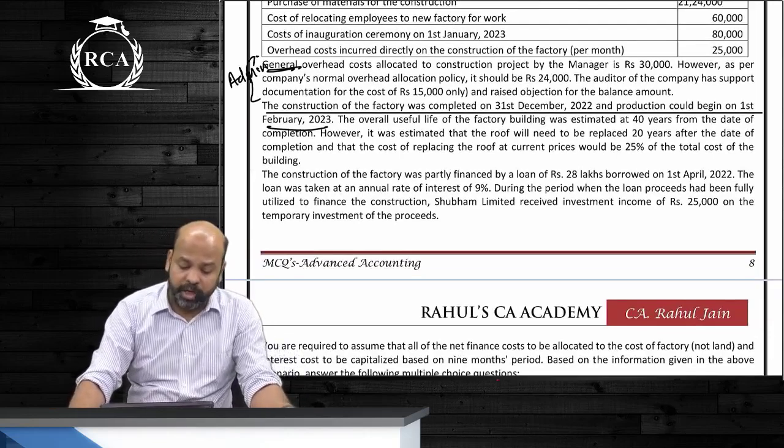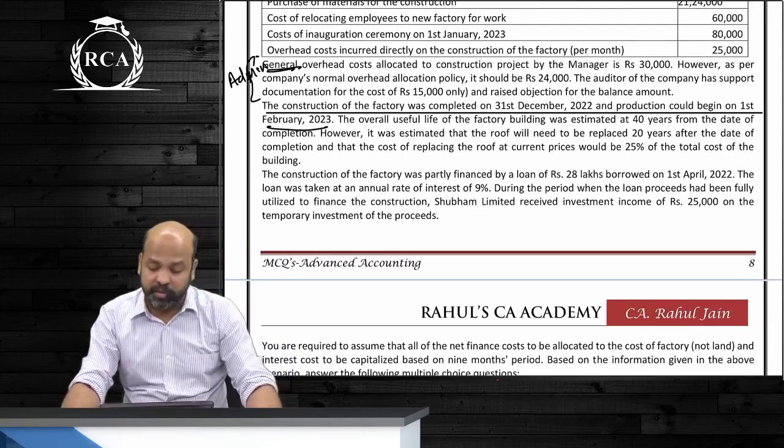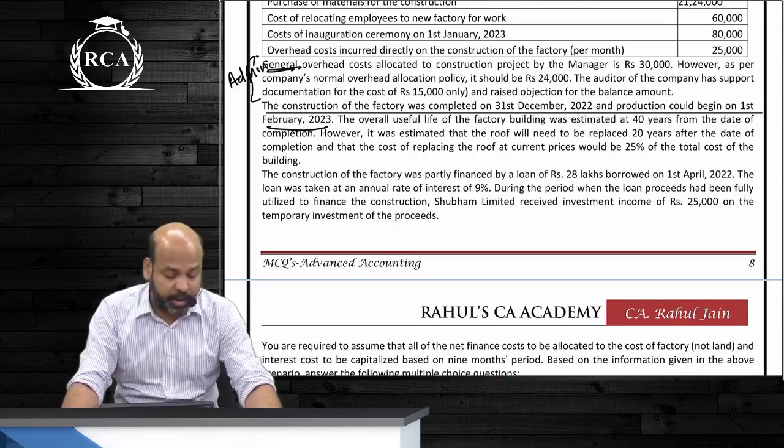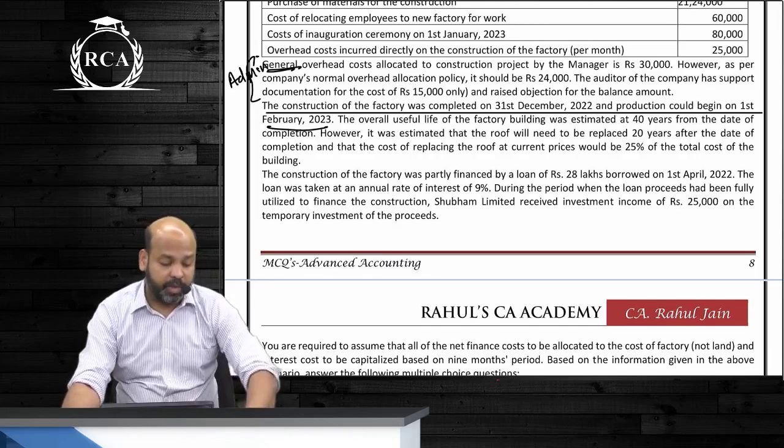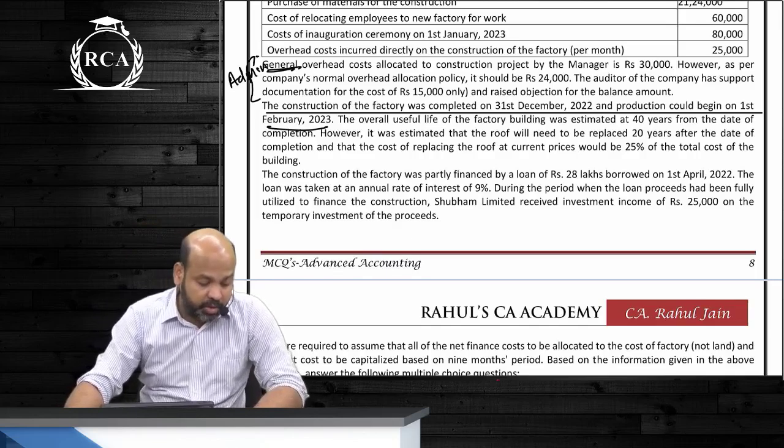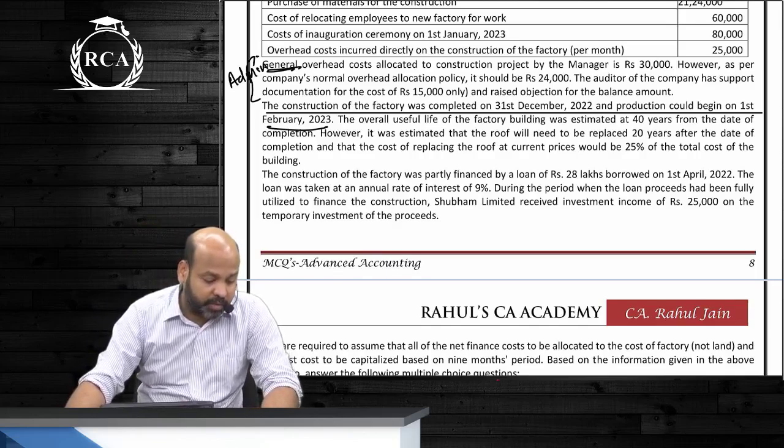Now, when did we complete construction of the factory, guys? 31st December. Production could begin only on 1st Feb. Is it our problem, beta, that you're delaying production? Not our problem as such, guys. What are we supposed to do, beta?